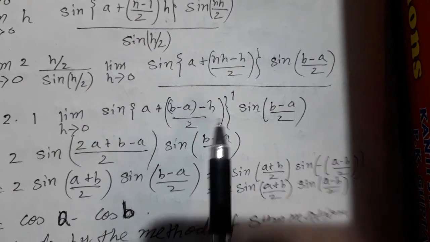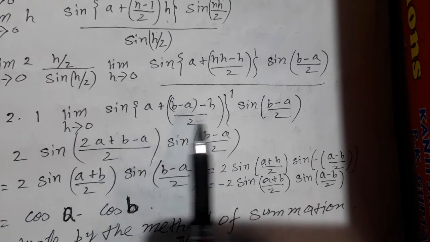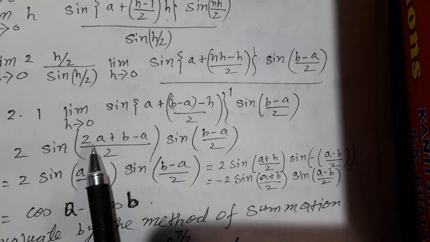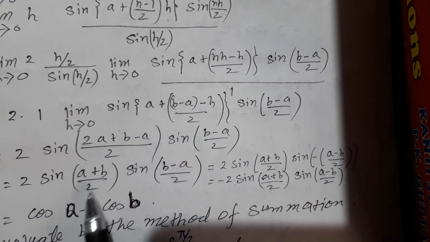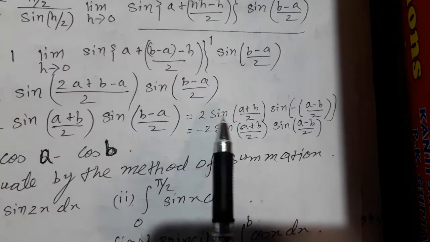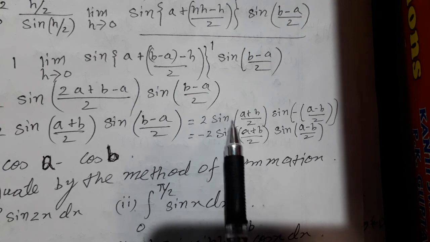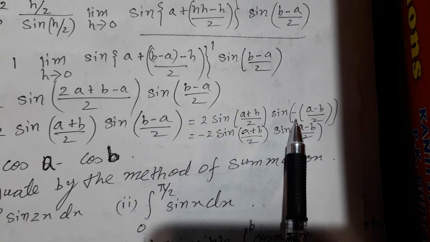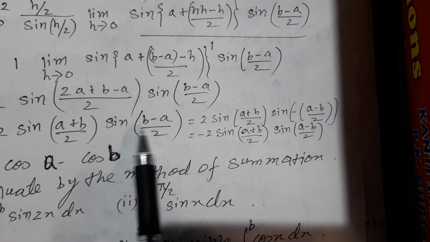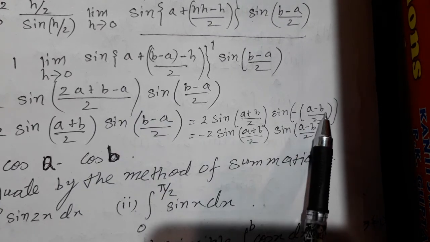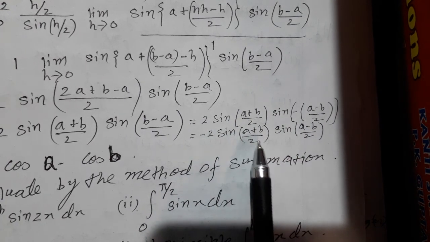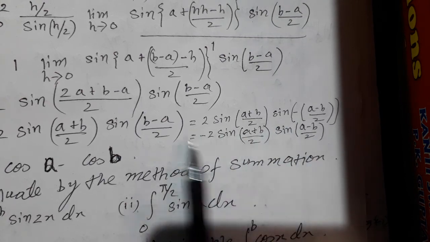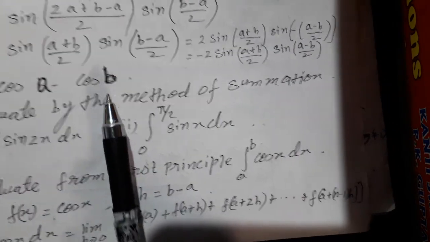So after that you apply the limit h tends to 0, so this will be 0, and we get 2 sine((2a plus b minus a)/2) sine((b minus a)/2), so we get 2 sine((a plus b)/2) sine((b minus a)/2). That is nothing but 2 sine((a plus b)/2) times sine of minus (a minus b)/2, because I take minus common here. Since sine of minus x is minus sine x, we have minus 2 sine((a plus b)/2) sine((a minus b)/2), which is nothing but cos a minus cos b. So we get cos a minus cos b.